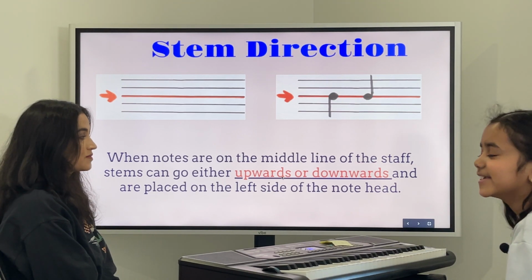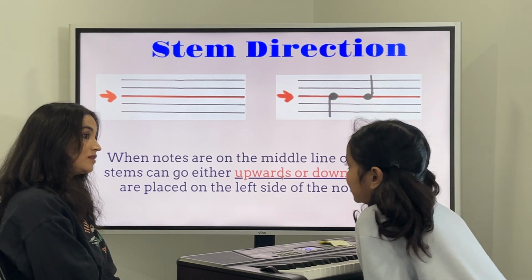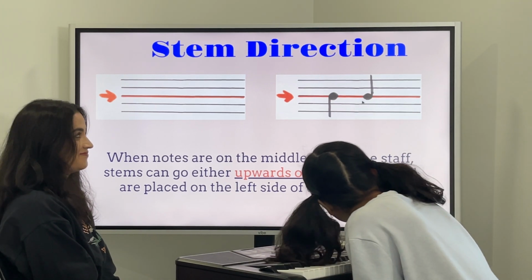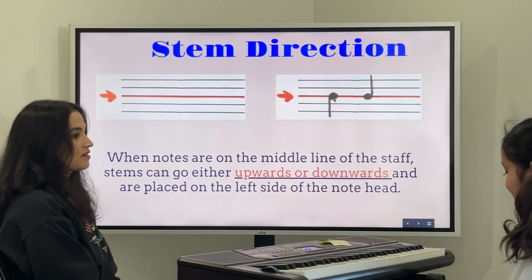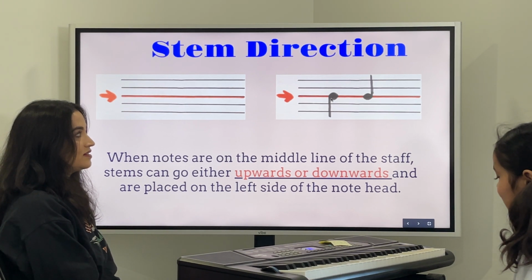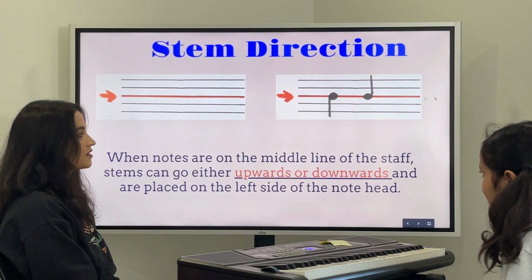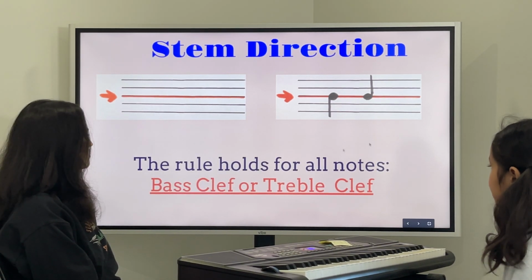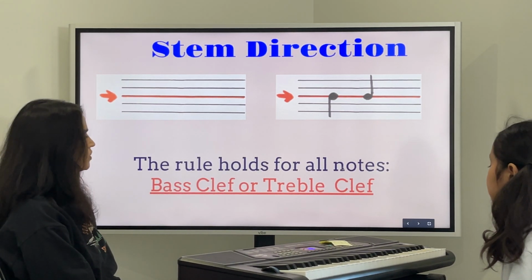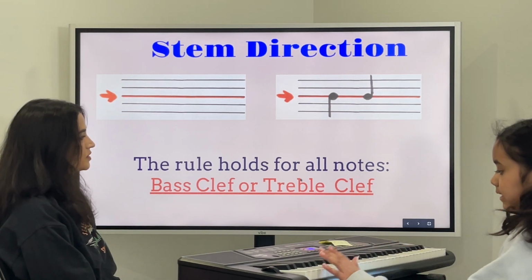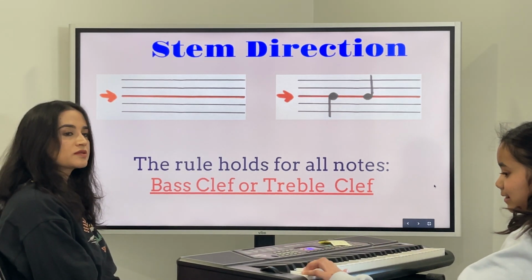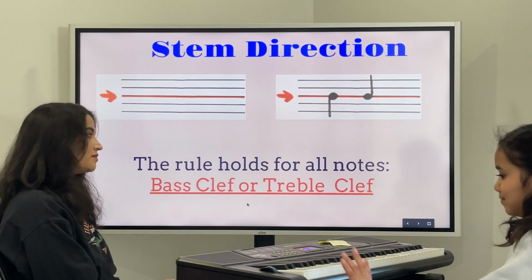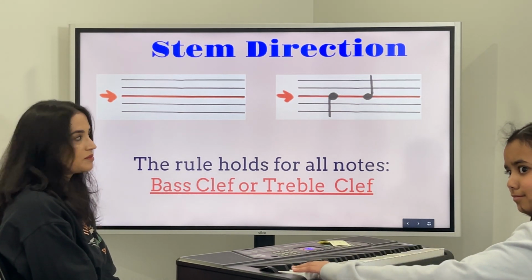If you put it up, then it goes on the right side, right? And if down, it's gonna be the left side. Yep. So let's do some practice. The rule holds for all notes, bass clefs or treble clefs. So these rules we talked about apply to everything, whether it's a bass clef or treble clef.